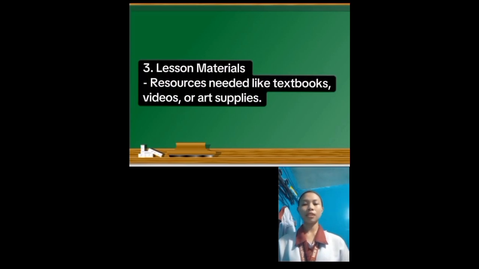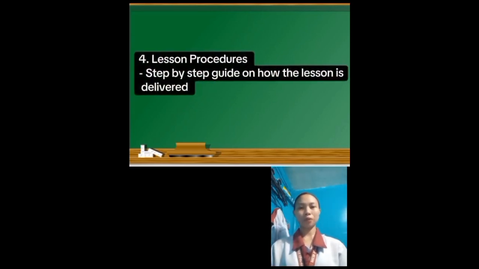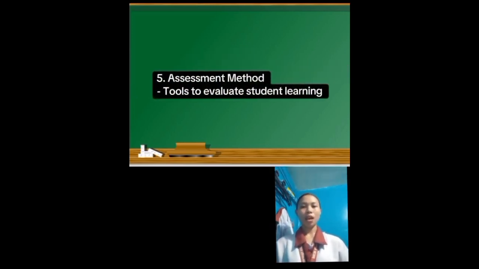Third, the lesson materials. Here, resources needed like textbooks, videos, or art supplies. For example, projectors, handouts, markers, and charts. Fourth, we have the lesson procedure. Here, a step-by-step guide on how the lesson is delivered. For example, begin with a review, introduce new content, group activity, and discussions. Fifth, assessment method. Here, tools to evaluate student learning. For example, quiz, performance task, or reflection journal.